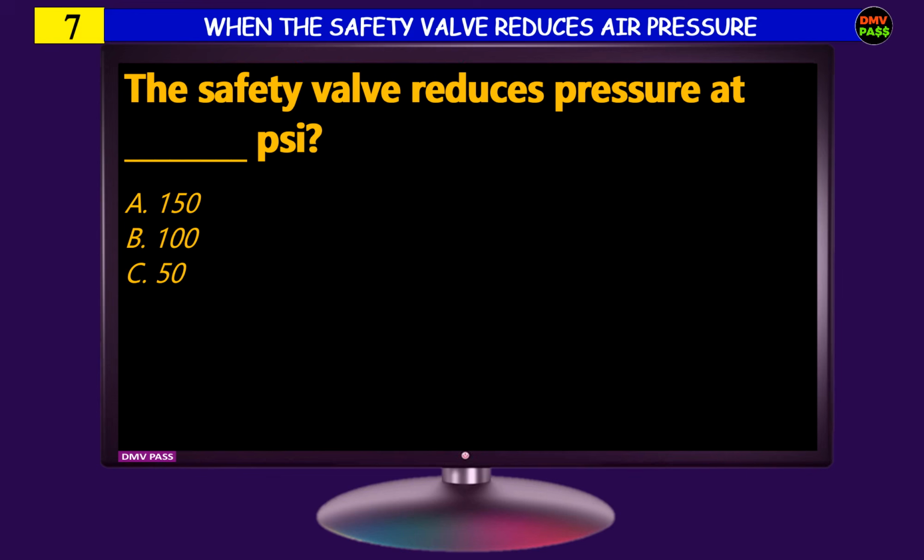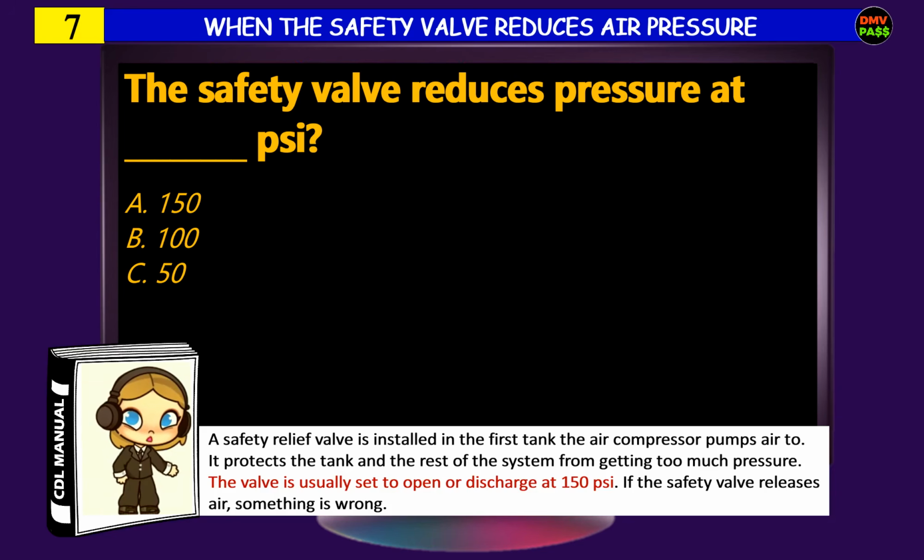Next question. 7. The safety valve reduces pressure at blank psi. A. 150. B. 100. C. 50.